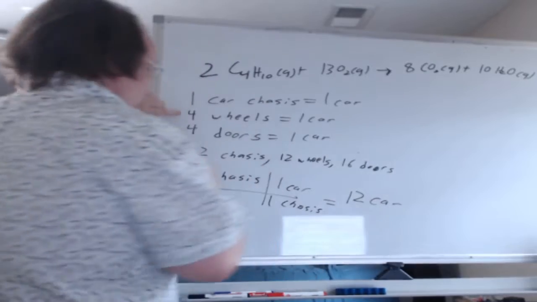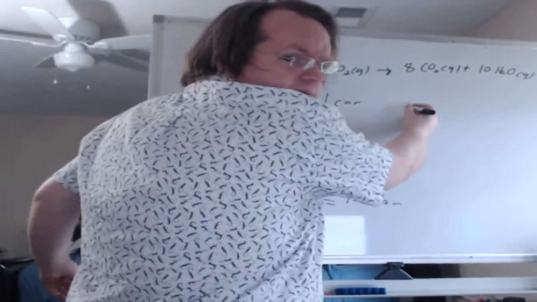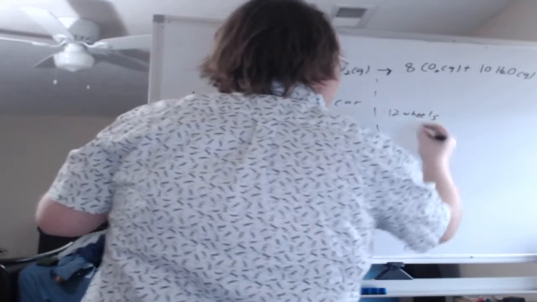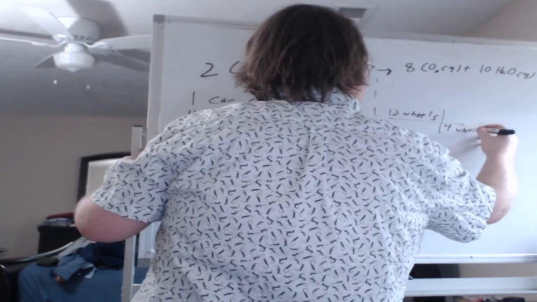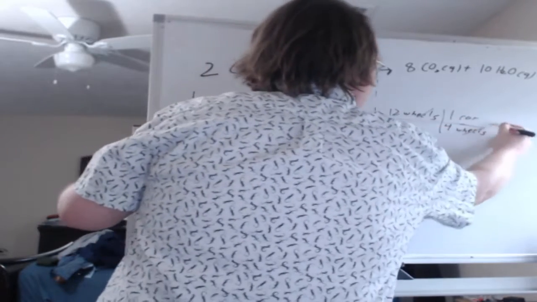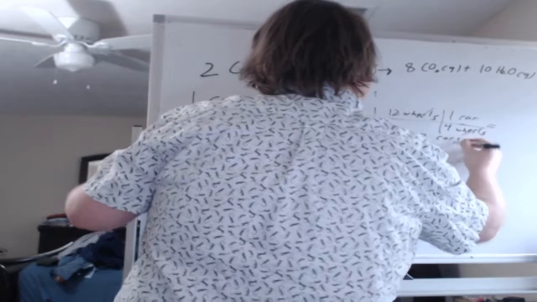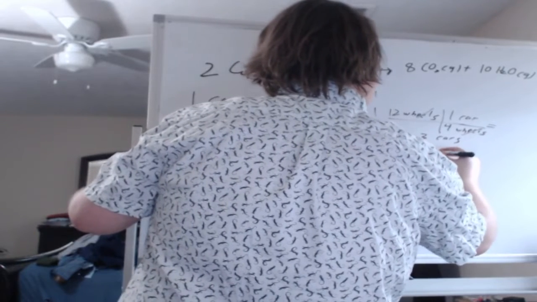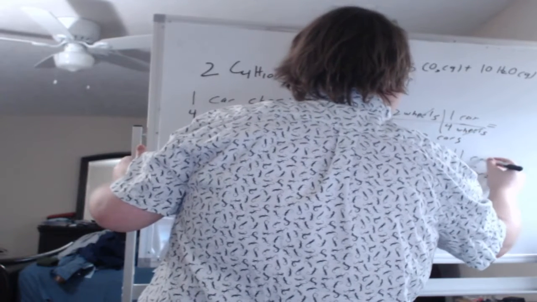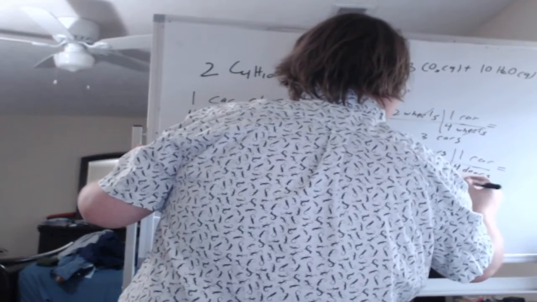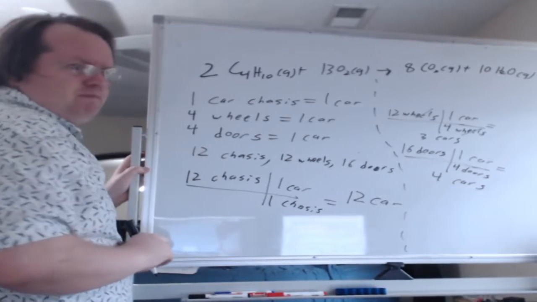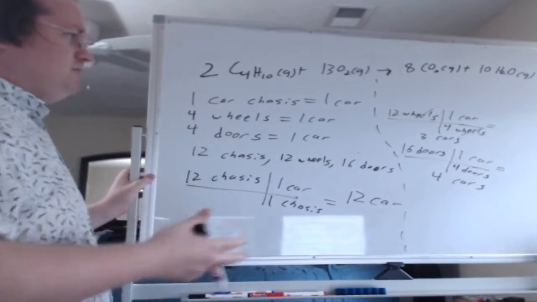Well, let's look at the others now. So we have 12 wheels. Can you see up here? Yeah. So we've got 12 wheels. I'm going to put a little. So we know that for every 4 wheels, we can make 1 car. Wheels cancel. So 12 divided by 4 means our 12 wheels could make 3 cars. Now we have 16 doors. So for every 4 doors, that can make 1 car. So our 16 doors can make 4 cars. So we have 12 cars, 3 cars, and 4 cars from our stuff. So this is how much each of those ingredients could be used for.